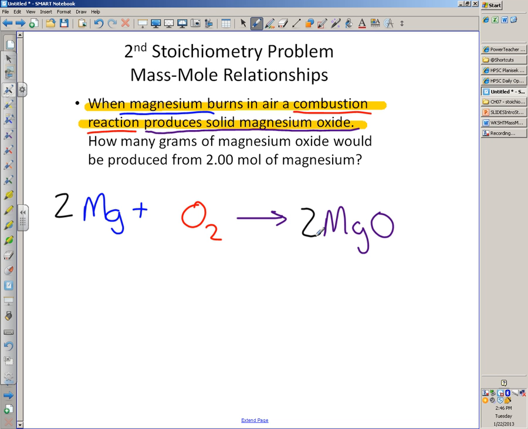Now, let's do what this problem asks. How many grams of magnesium oxide would be produced from 2 moles of magnesium? Stoichiometry problems are conversion factor problems. When you start a conversion factor problem, you start with what was given to you. What did they give us? 2.00 moles of magnesium.